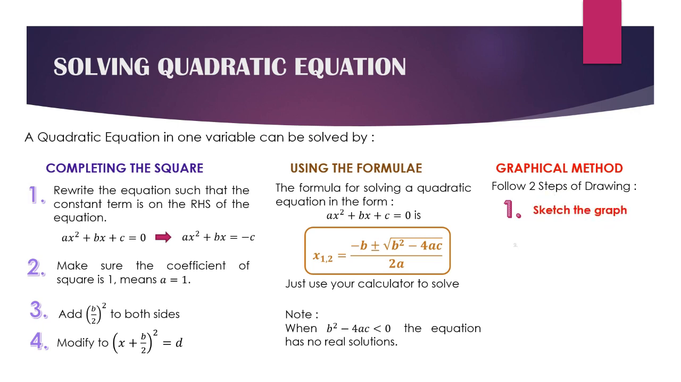And then number 3 is the graphical method. Step 1, sketch the graph. And number 2, find the intersection and the maximum or minimum point.